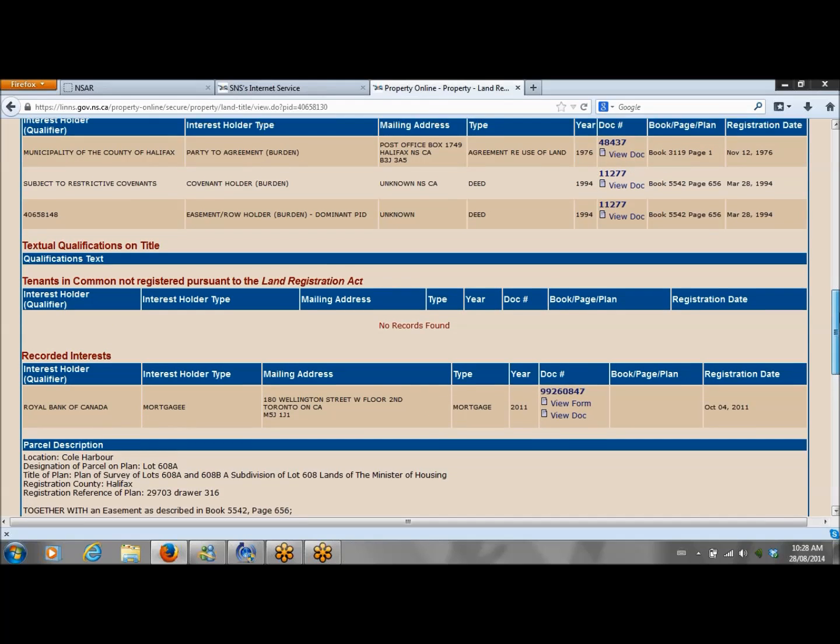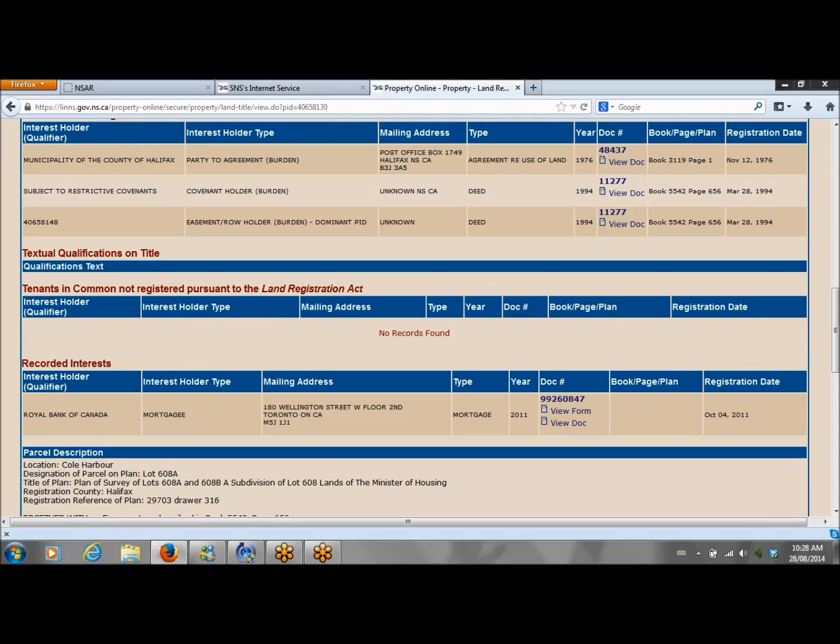So the next thing that we're going to see here, you've got the party of agreement from the Municipality of Halifax. That's the agreement regarding the use of land. That goes back to 1976. So this is when the first subdivision plans were filed. You can look at this stuff when you're looking at resale. In some cases in suburbia, it's less relevant, but you can certainly go back and look at it. Subject to the restrictive covenants back to 1994. That's when the development was built. So it's 20 years ago now.